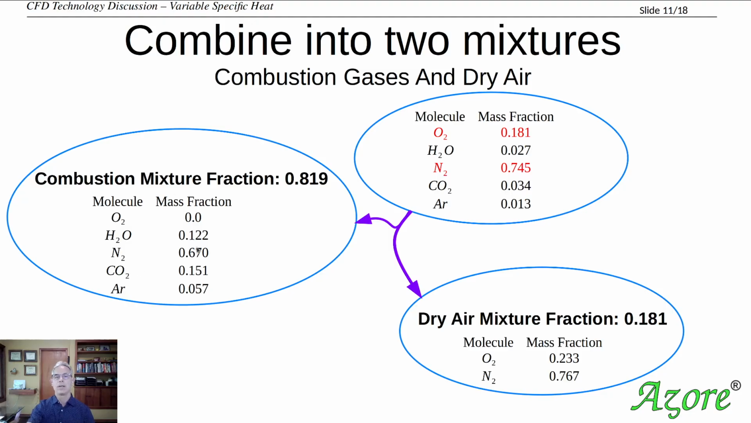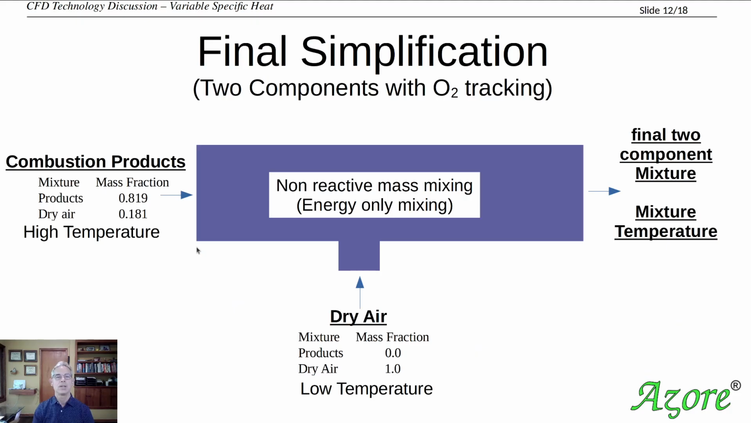Now we have a mixture that looks like this. When we run our simulation, we still only have 1 transport field. But in this transport field, our products on the inlet are about 80% combustion products, but also around 18% dry air. And then down here where we introduce our dry air, it's 0% combustion products, but 100% dry air.